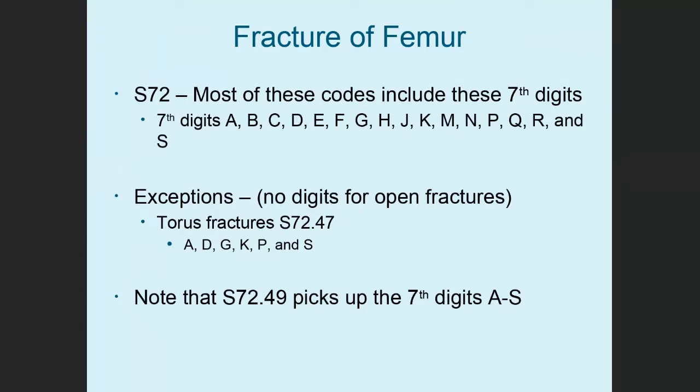Fracture of femur. Most codes in category S72 include 7th digits A through S. However, the torus fractures use only A, D, G, K, P, S, no digits for open fractures. And then it goes back to S72.49 and picks up those 7th digits from here.